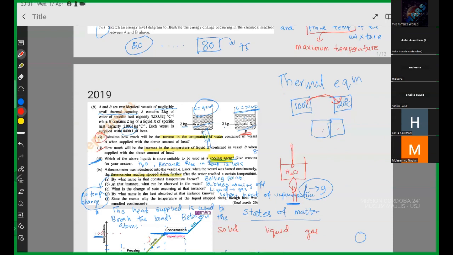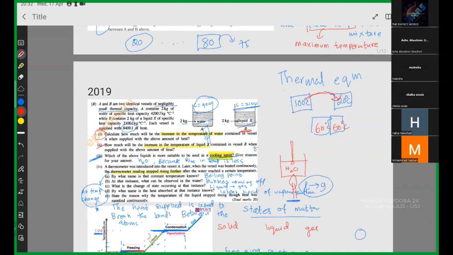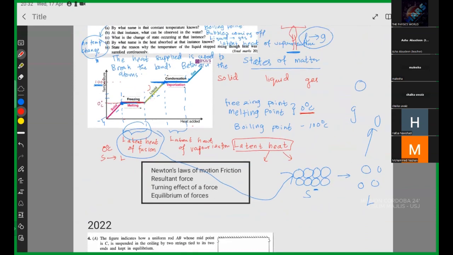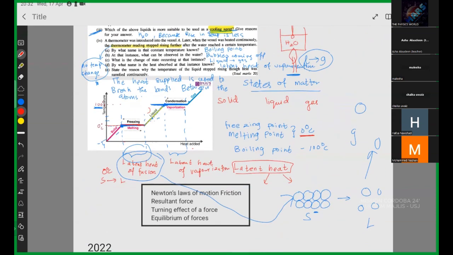Let's say 60, this would have 60, this also would have 60. Then we say that both these objects are in thermal equilibrium. That is thermal equilibrium, and latent heat is this. Understood? Yes, teacher.